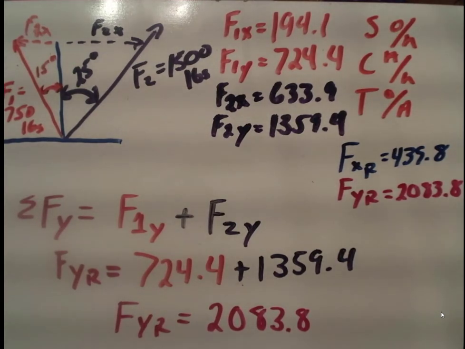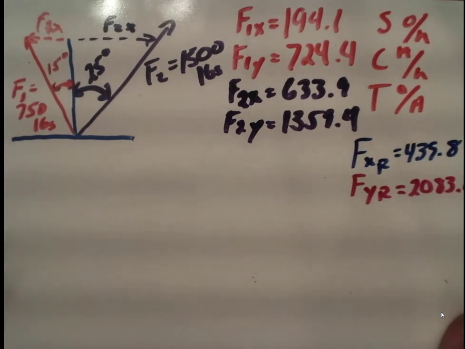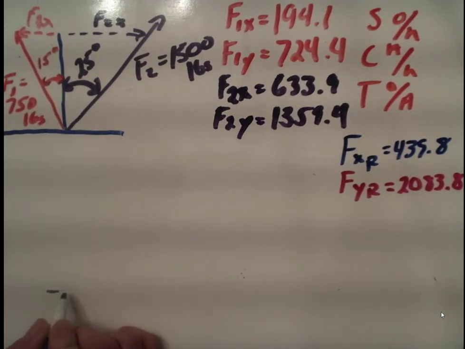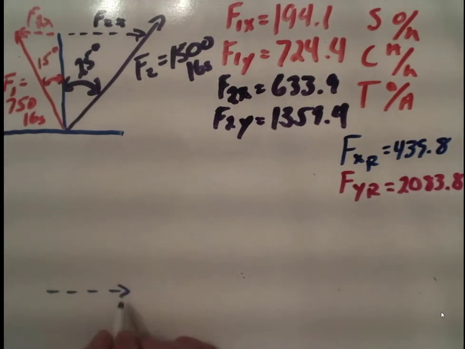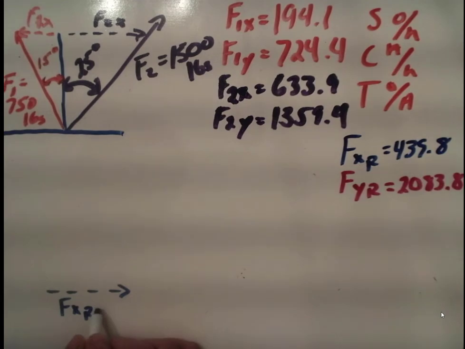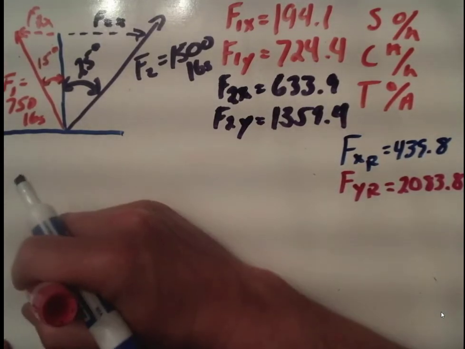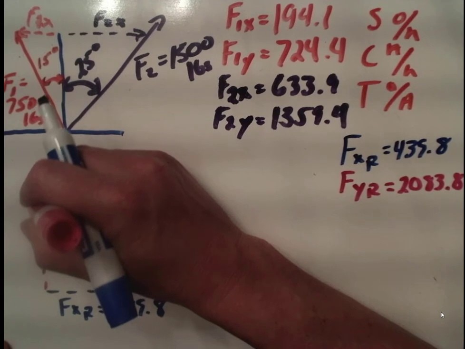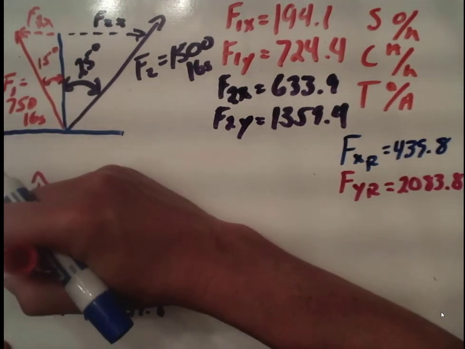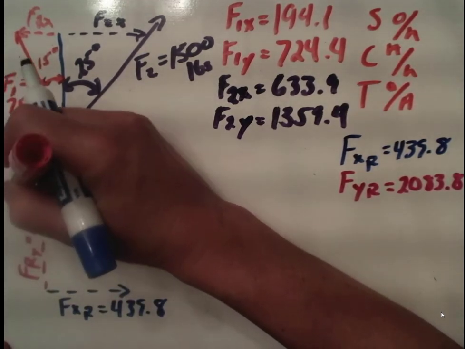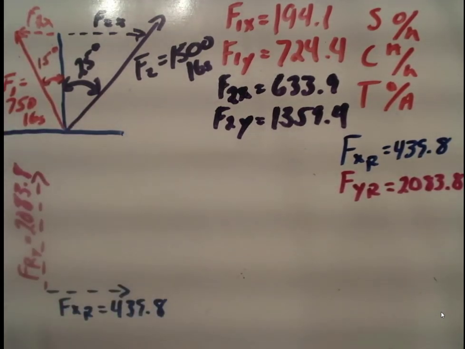Now it's time to move on to step 4, and that is to calculate the resulting force vector from its X and Y components. So we took a look at our X and Y components here. Our force resultant in the X direction is going positive, so it goes out this way, and our force X resultant we know equals 439.8 pounds. And then we have our force resultant Y, which is a positive force, so it goes upward, and our force resultant sub Y equals 2,083.8 pounds. Right? And that force is going upward.